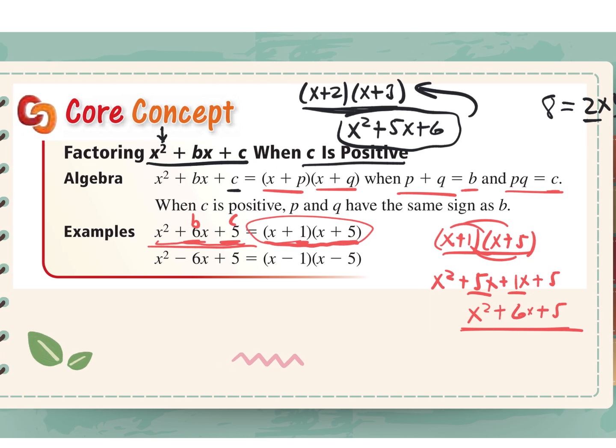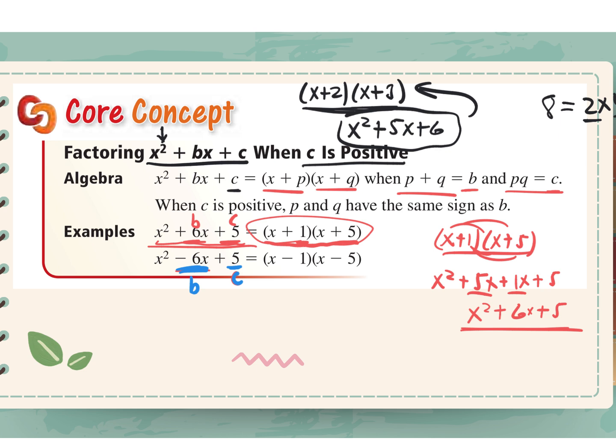Similarly, if c is positive and b is negative, in this case, it doesn't really matter. You're still going to have the same exact process where you want to try to find factors that multiply to c. I'll use a different color. Factors that multiply to c and add to b. b in this case is going to be a -6.